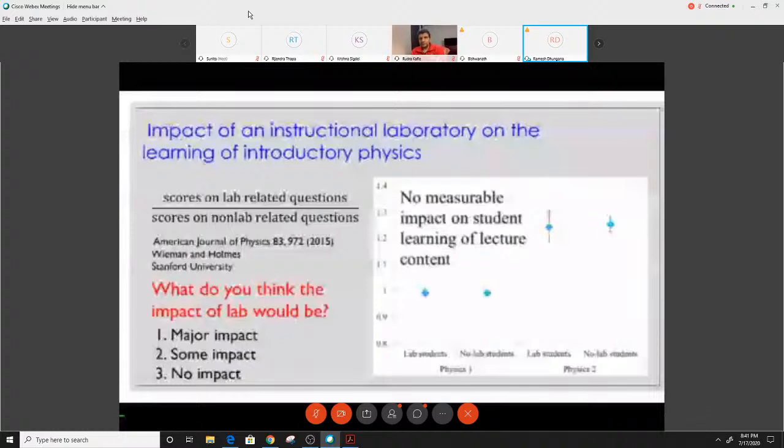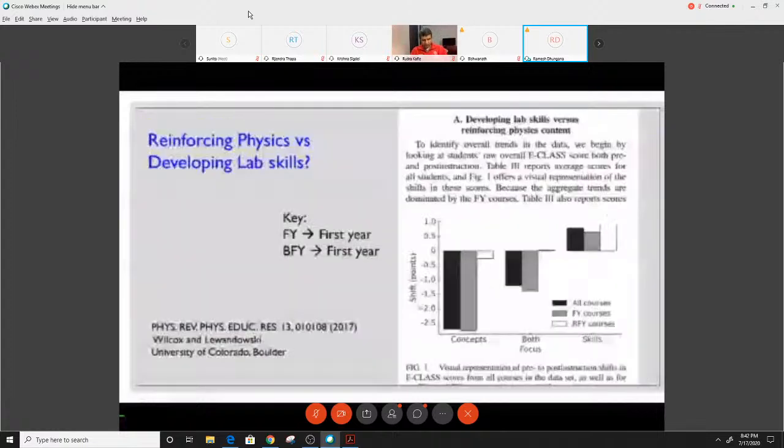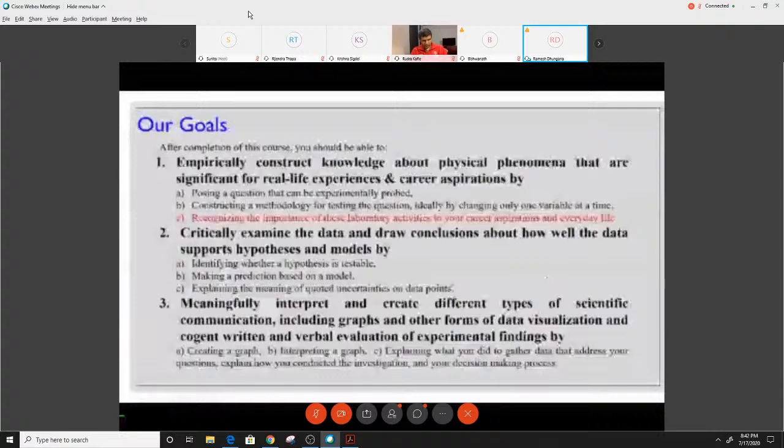So all these things motivated me and our colleagues in the department to not focus on enforcing the concepts of physics in the labs, but rather to focus on developing the skills of analyzing data and getting results as a scientist does in any discipline, who does not have to be a physicist. Here is another study, and we see the same result. There is no major impact. These are our goals. Our department has a lab development committee, and the committee decided on these goals. With these goals in mind, I have started developing labs.